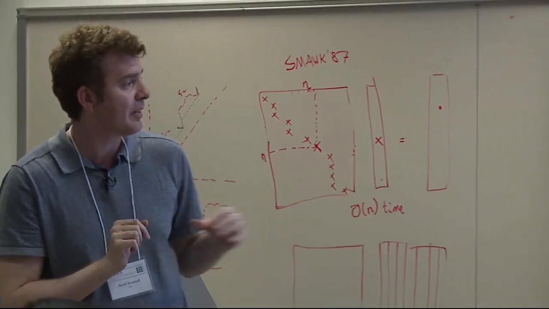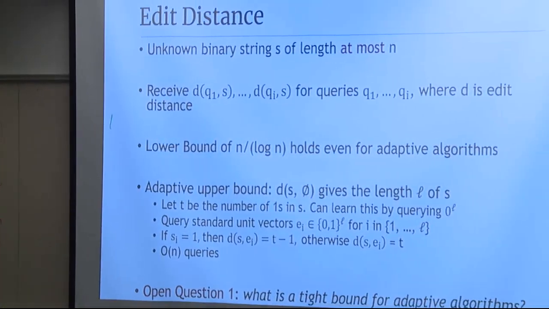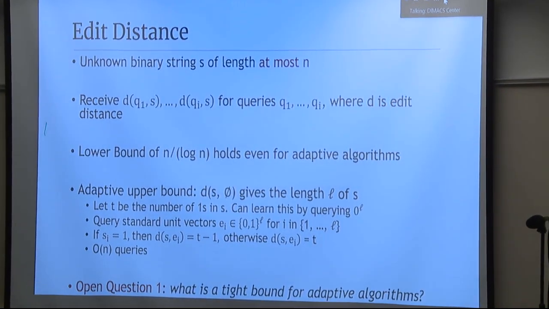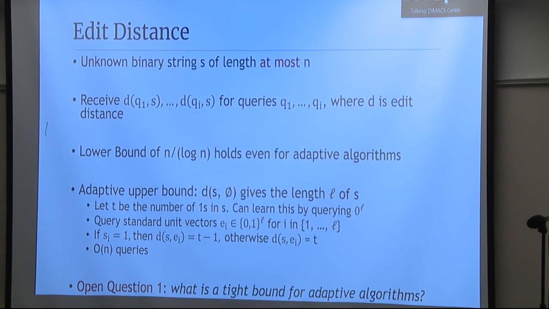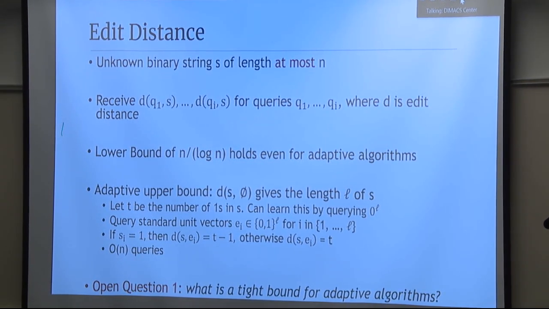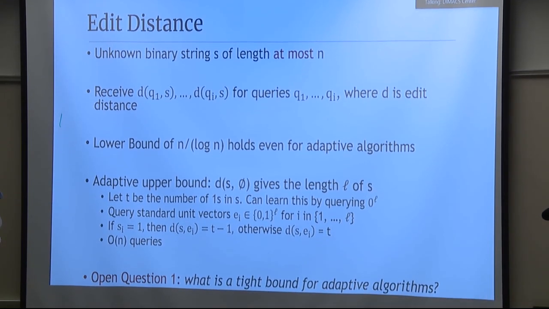So this open question is just about this log n factor. We don't know how to resolve this. The hope is there's maybe some kind of probabilistic argument similar to what we had for Hamming distance, but we don't understand the structure of edit distance, or at least I don't understand it.